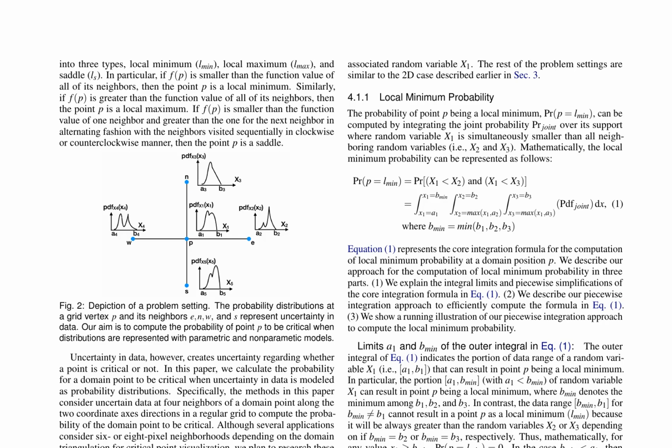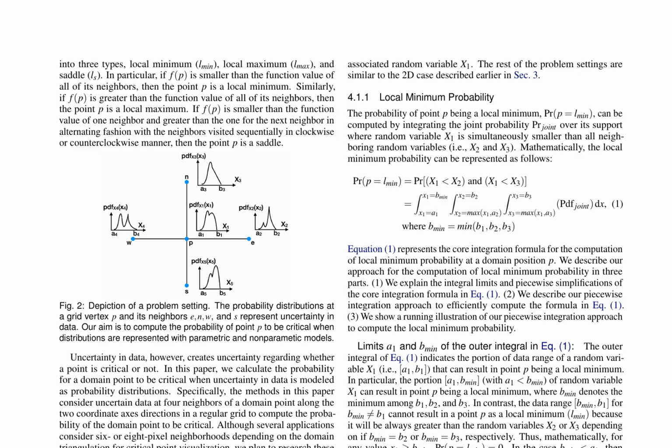This research paper proposes a novel approach to compute the probability of a point being a local minimum, local maximum, or saddle in uncertain scalar fields. The uncertainty is modeled as probability distributions at grid vertices and their neighbors. The method considers 4 neighbors of a domain point along the 2 coordinate axes directions in a regular grid to compute the probability of the domain point being critical.